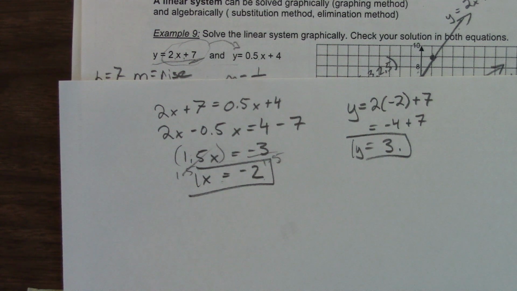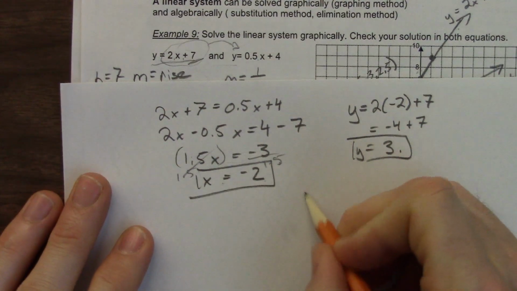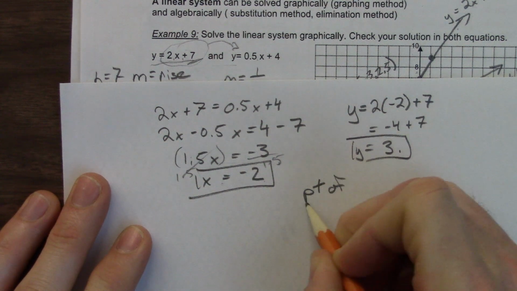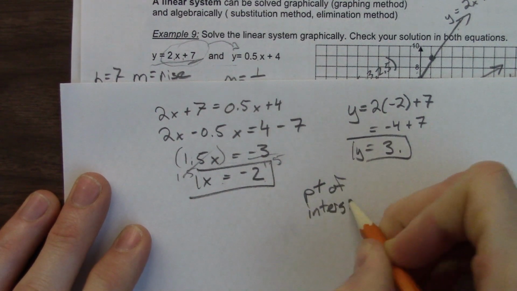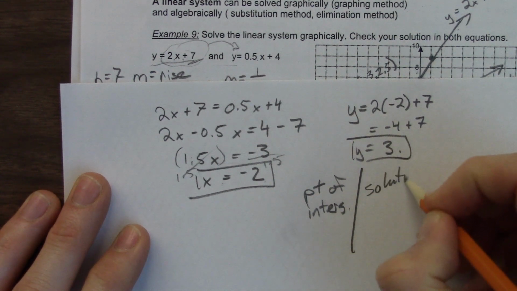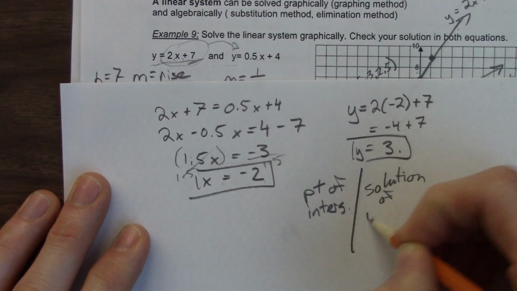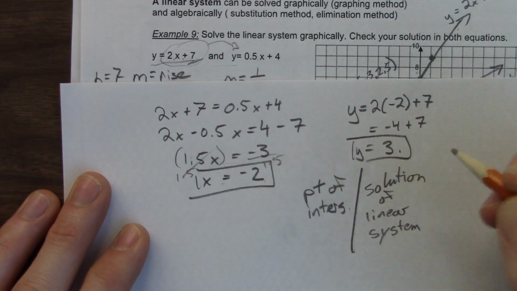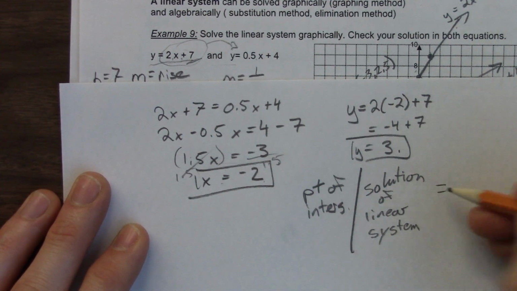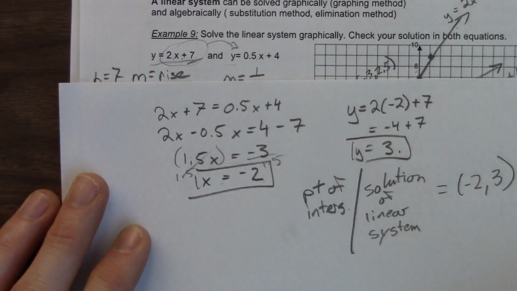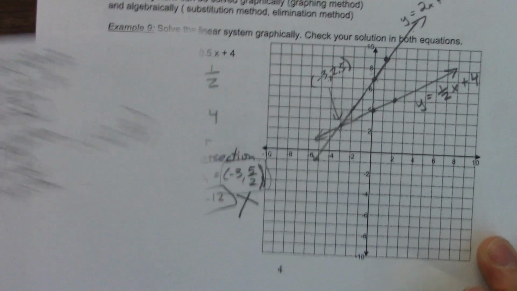Negative 2 and 3. Yeah, perfect. Point of intersection slash solution of linear system, that's what it's called, solution of linear system, is equal to negative 2, 3. That's it. So where did I mess up on my graph?